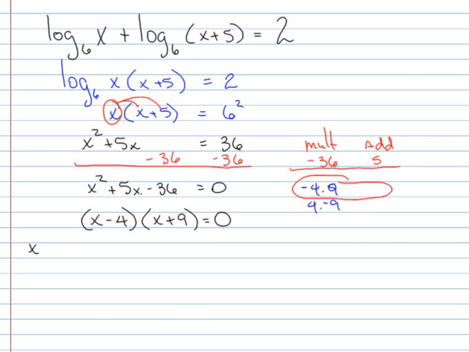Here, set each factor equal to 0. X minus 4 equals 0. X plus 9 equals 0. Add 4 to both sides. X equals 4. Over here, subtract 9 from both sides. X equals a negative 9.